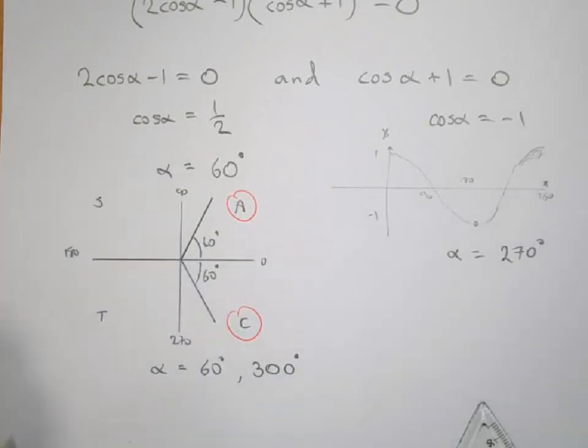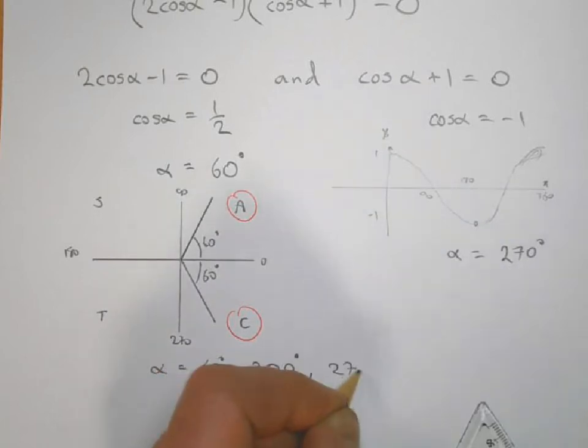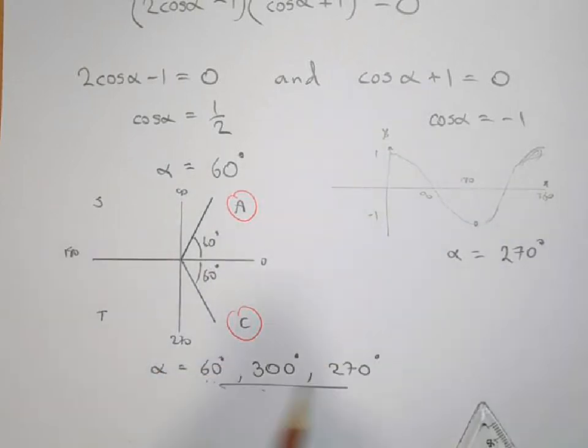So for our final solution, we've got three possible answers. We've got it when alpha equals 60, alpha equals 300, and also when alpha equals 270 degrees. Okay, so those are the sort of questions you can get asked when you're trying to solve trig equations using the addition formula and the double angle formula. Hope that helps.